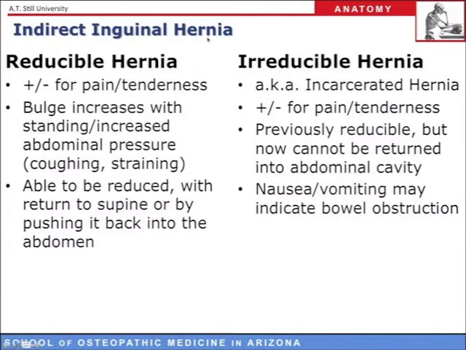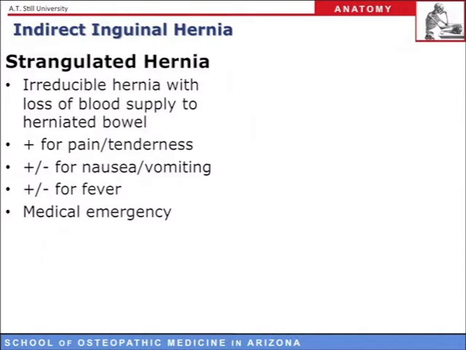Now, the next level of seriousness would be the irreducible hernia, and this is also known as an incarcerated hernia. It also may be positive or negative for pain and tenderness. It usually starts out as a reducible hernia, but now it cannot be returned back into the abdominal cavity. And this can lead to nausea and vomiting and signs of bowel obstruction. And that can progress on to what's known as a strangulated hernia.